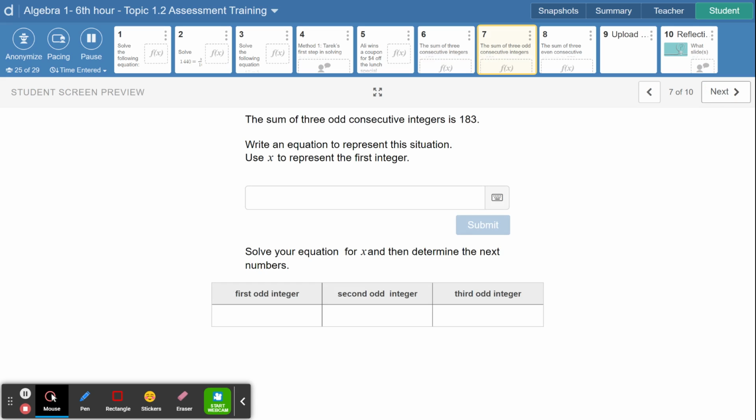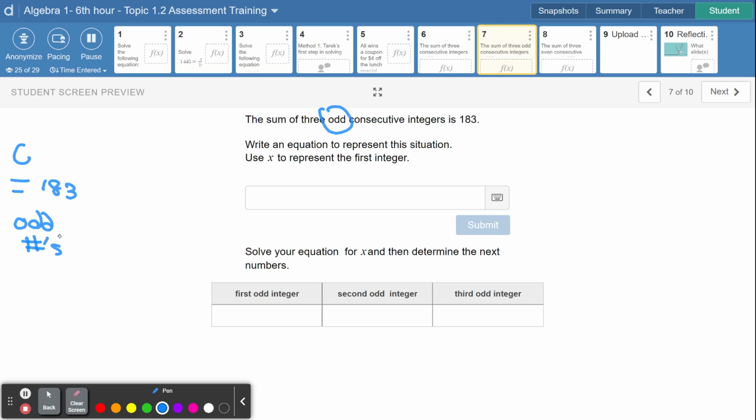Now on slide 7, the only difference is the word odd. So your given is still going to be 183, but now we're talking about the odd numbers. Okay? So odd numbers means we skip the even. So our pattern is going to be different. We're still going to start with X, but we have to skip. So it's not X plus 1, it's going to be X plus 2. We have to skip another number, so instead of X plus 2, it has to be X plus 4.